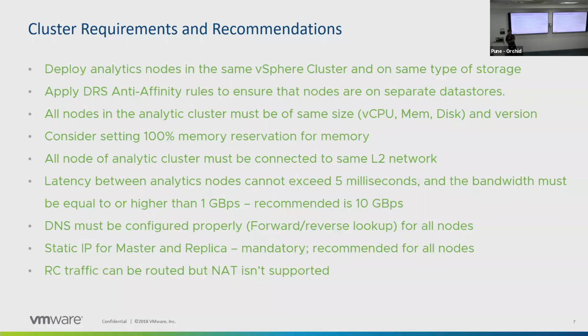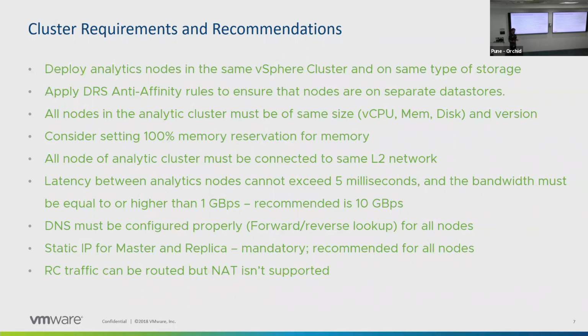There are two latencies which you need to be worried about. First is analytics latency: one master node talking to the master replica or a data node, that must be less than 5 milliseconds. If you have a remote collector in your environment, which we'll talk about in the deployment examples, then latency should not cross 200 milliseconds. If it crosses, again, there's a problem.